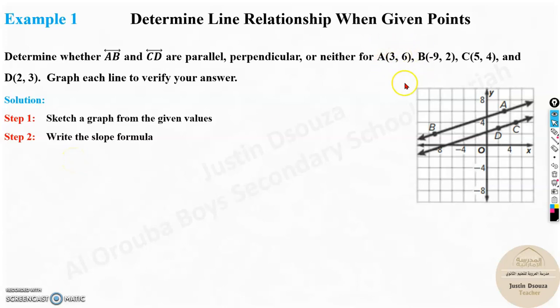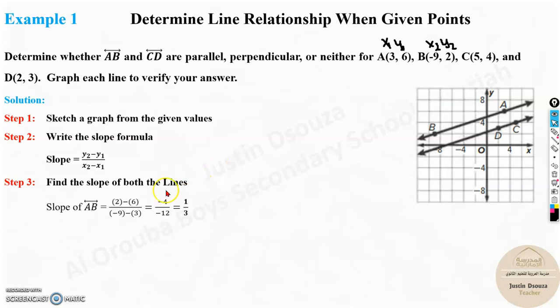Use the slope formula and find it. You know the 2 points. So this will be x1, y1, x2, y2. Now use the formula y2 minus y1 divided by x2 minus x1. So y2 is 2 minus 6, over minus 9 minus x1, which is 3. Put it in the calculator, you'll get the answer 1 by 3. Now same thing, do it for the other line, CD, with x1, y1, x2, y2, and you will get the answer.